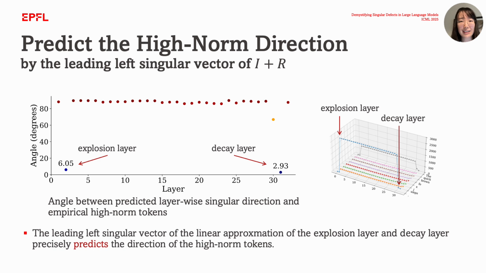We can predict the direction of high-norm tokens by computing the leading left singular vector of the linear approximation of the explosion layer and the decay layer. As shown in this figure, the predicted direction has only 6 degrees of error.